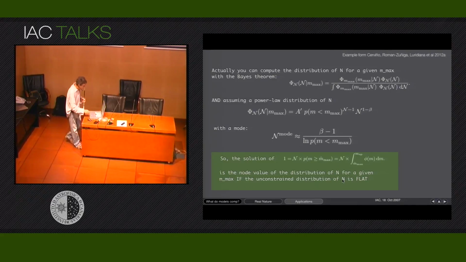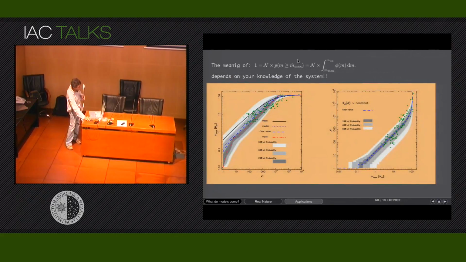This is just one example to show that, depending on the knowledge that you have of the system, you can have a distribution this way or a distribution that way. The axes are changed, but actually they are very different distributions. And if you want to test what happens with observational data, you must be very, very sure of what distribution you want to test.